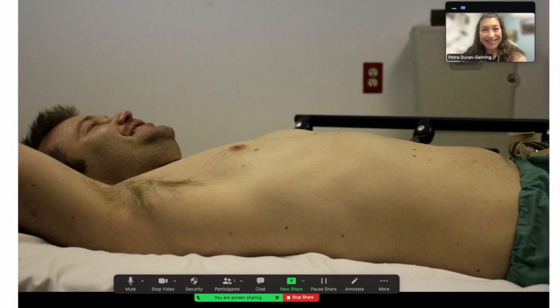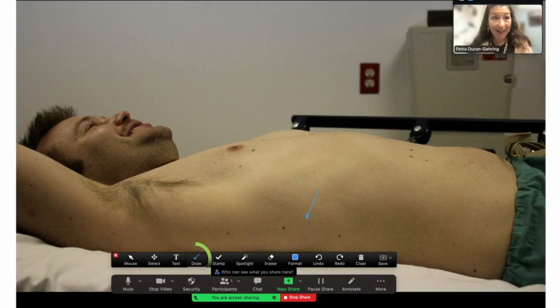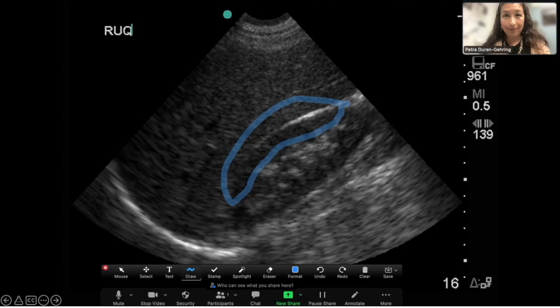So in this case, if I'm scanning with a learner and I say, I want you to show me where to place the probe for that right upper quadrant view, they can then use the annotate function to actually draw exactly where I should put my probe. Okay, so I'm going to put my probe right there, you think? Let's do that. Let's put the probe right there. Okay, I got this image.